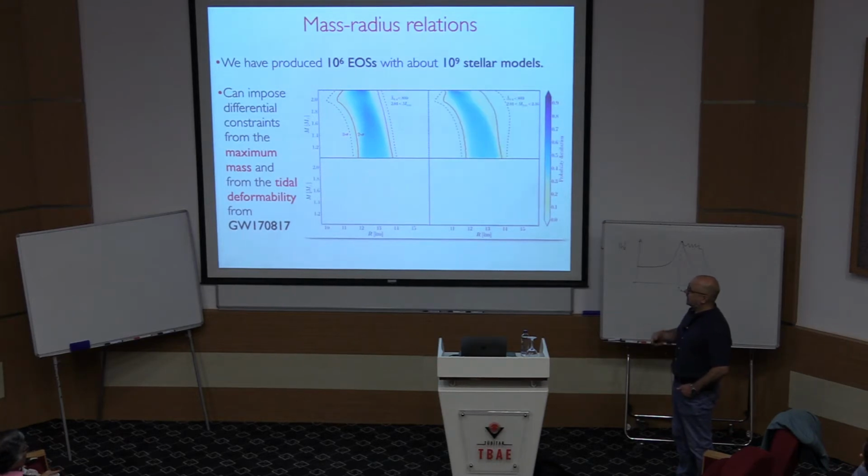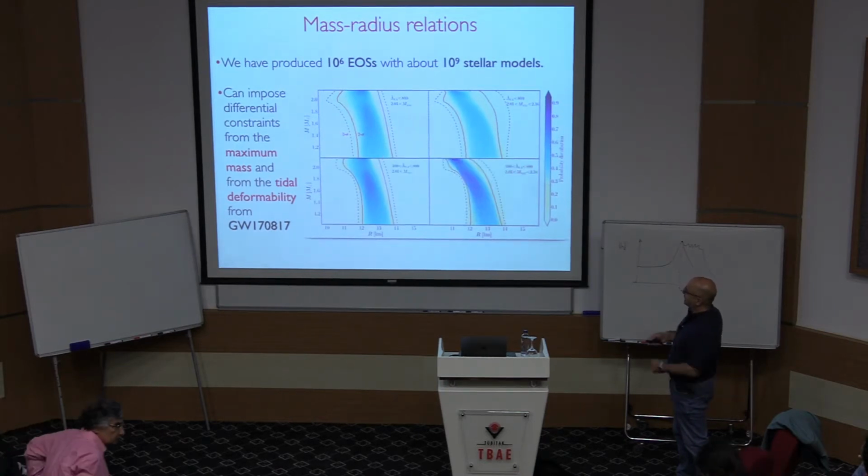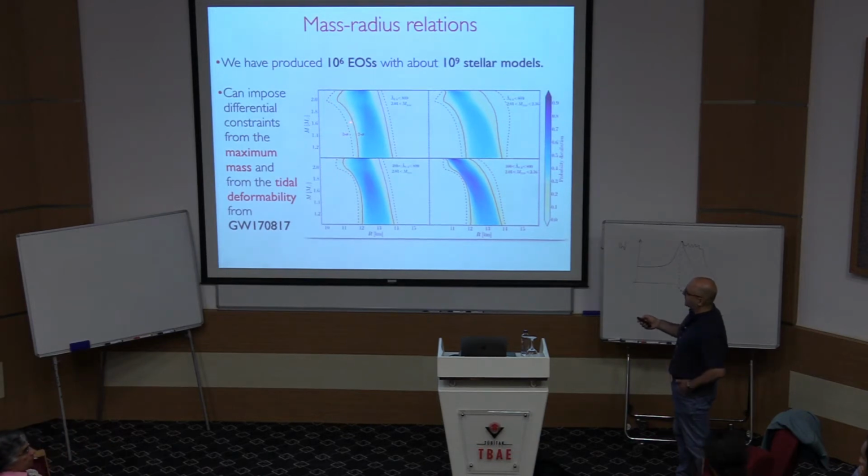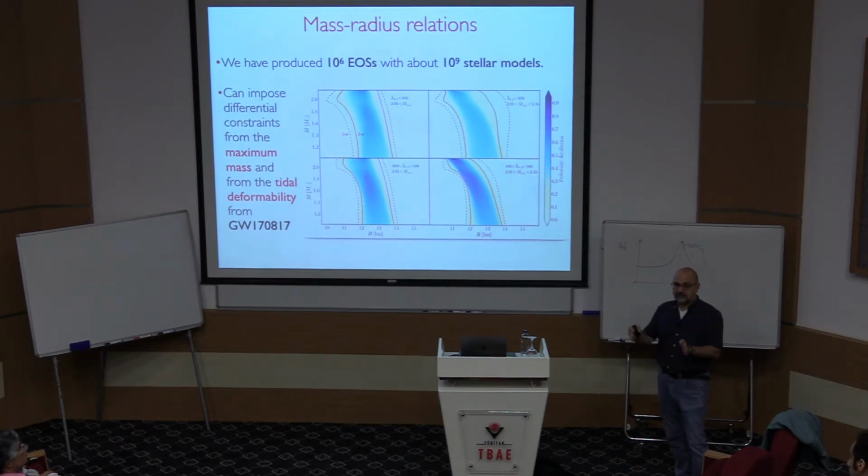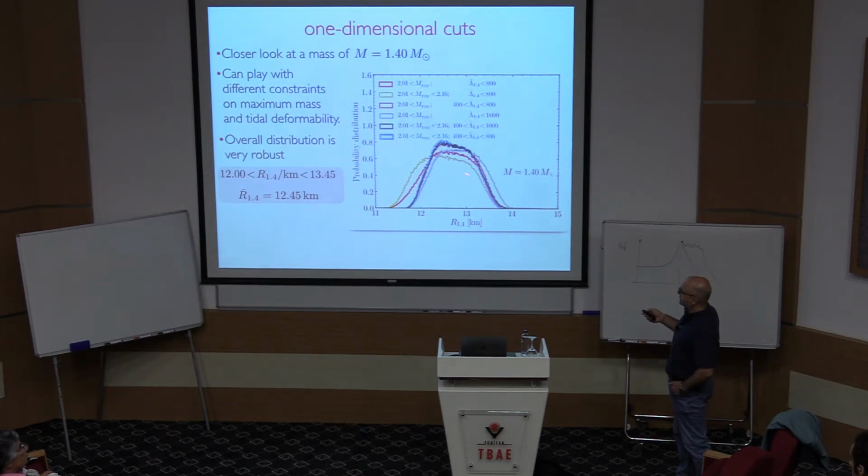But then you can start putting in new constraints, like for instance, the fact that there is an upper limit on the mass, or that there is a lower limit on the tidal deformability, or you can put all of the constraints together. And so you go from here to here. It may look like not a big difference. Actually, it is a big difference because now you have restrained the range of possible radii. We can think of making a cut at 1.4 solar masses, and this is the distribution of radii that you obtain.